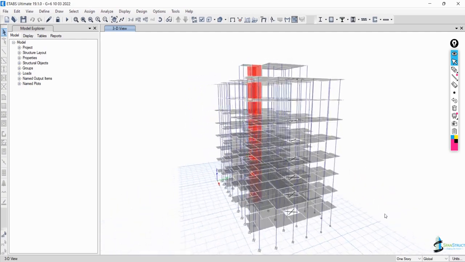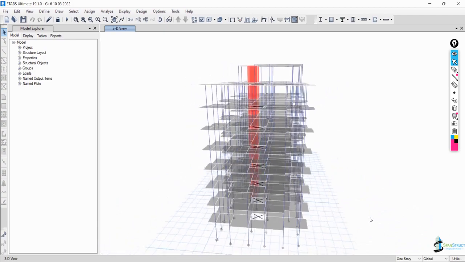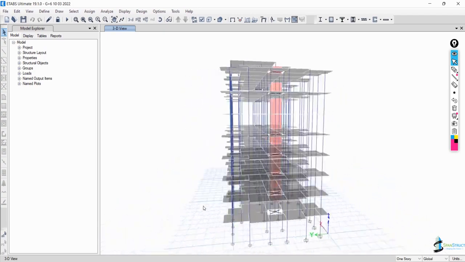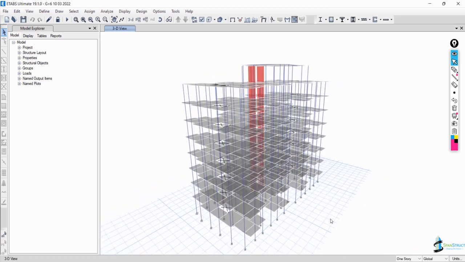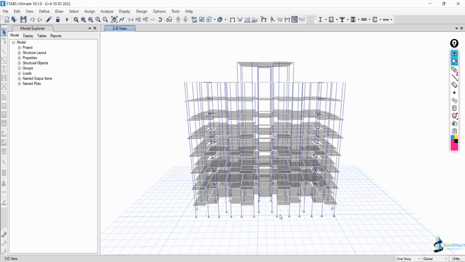Hello everyone, we are going to start the P delta analysis. I have divided the P delta analysis into three parts. The first part will be the theory part, where we will see what actually P delta is, the importance of P delta, and all the theory regarding P delta.